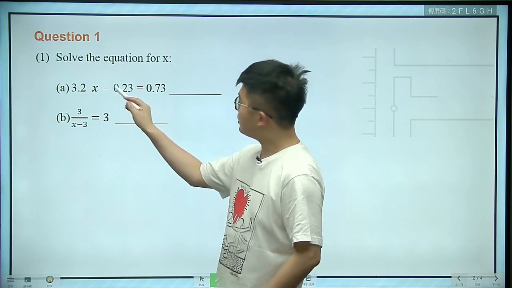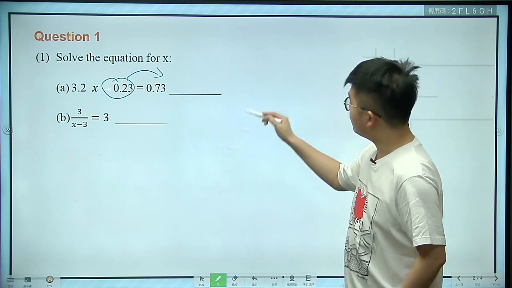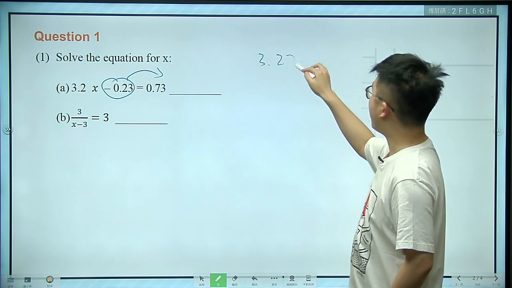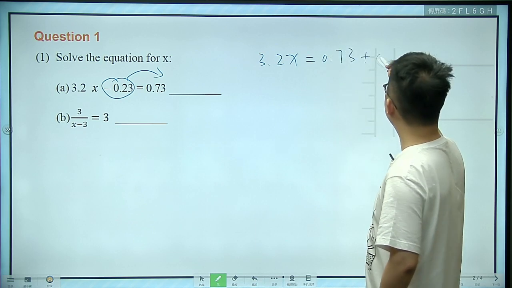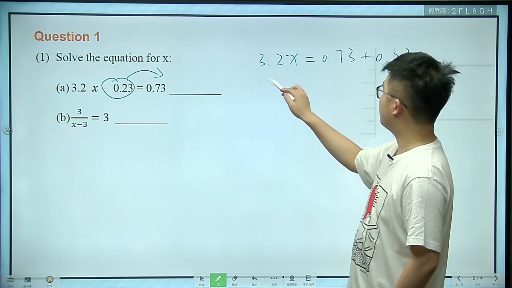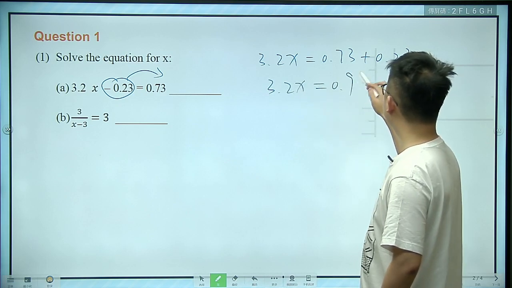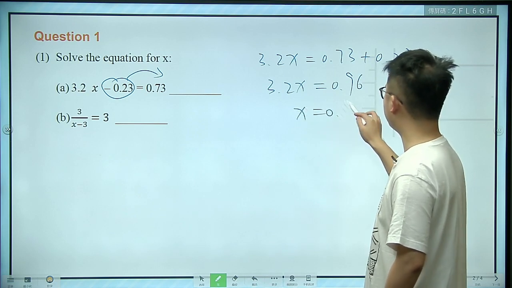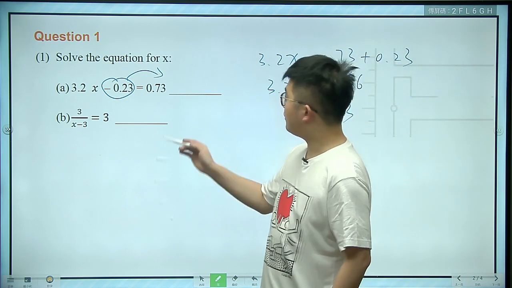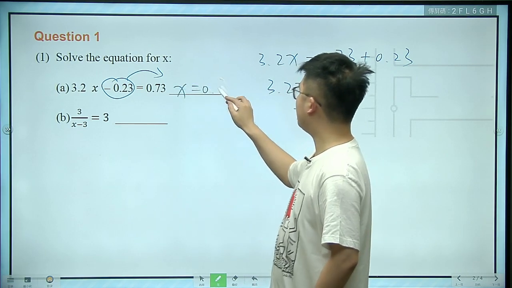So we just transpose this term to the right side. It goes like this: 3.2x equals 0.73 plus 0.23. Now, this would be 3.2x is 0.96. So x should be 0.3. The solution for this equation is x equals 0.3.